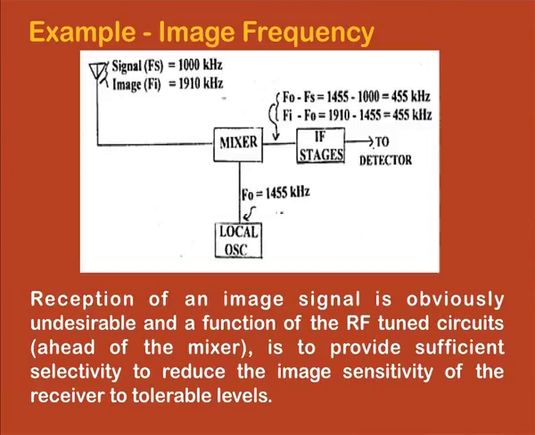So, reception of an image frequency is obviously undesirable, and a function of RF tuned circuits ahead of the mixer is to provide sufficient selectivity to reduce the image sensitivity of the receiver to tolerable levels. See, we cannot remove the frequency completely, but we can at least attenuate this frequency to the desired levels. So, now how do we select the intermediate frequency?